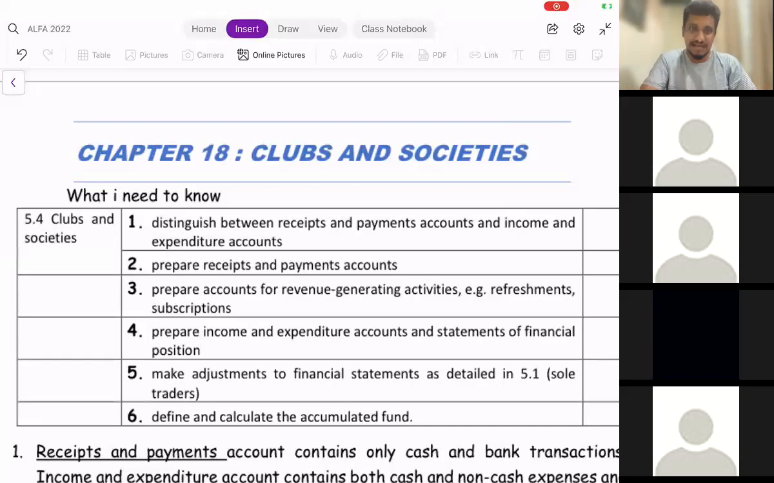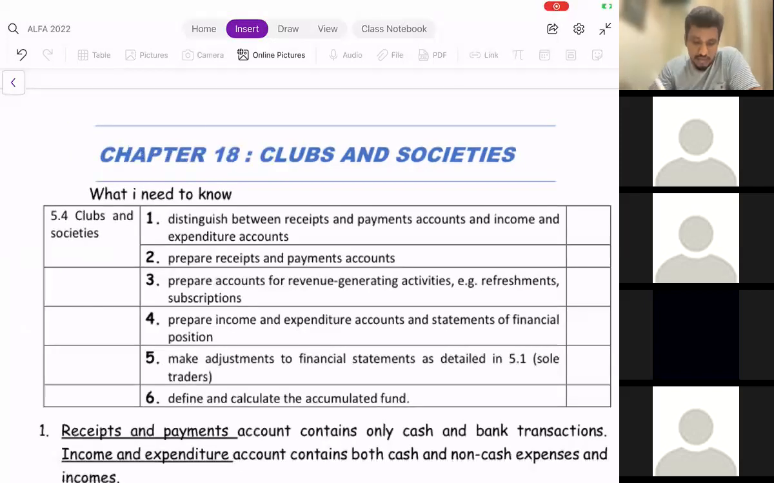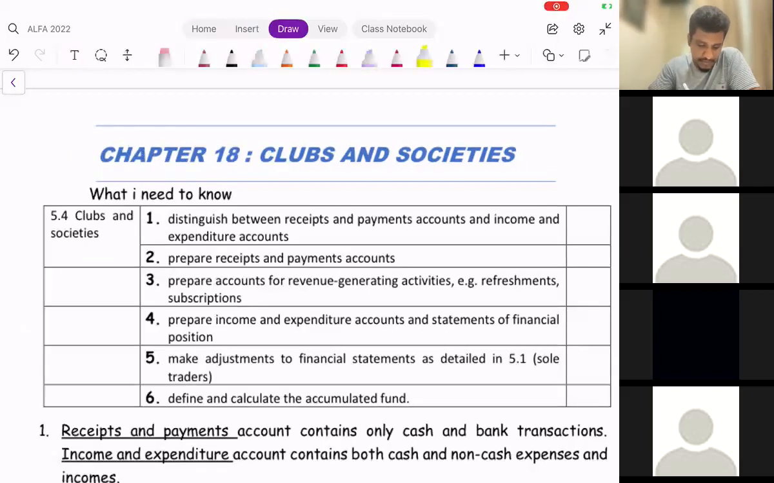So for year 11, we are going to do chapter 18, club and society. For club and society, these are the 6 things that you need to know.